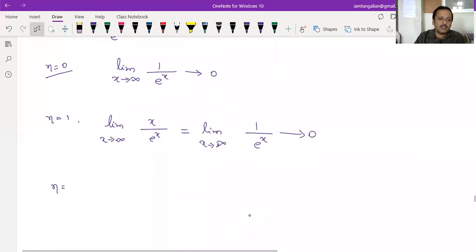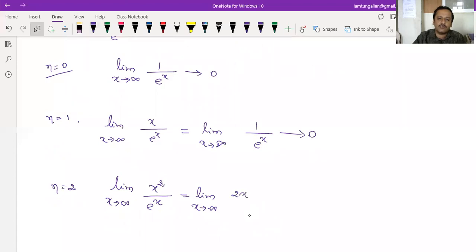Then if I take n is equal to 2, then what happens? Limit x tends to infinity, x square by e power x. If we directly apply the limit, we are talking about infinity by infinity. So I prefer L'Hospital's rule, which will give you 2x divided by e power x. Okay, still it is infinity by infinity. Use L'Hospital's rule again. That will give you 2 divided by e power x. Now if I apply the limit as x tends to infinity, we get 2 by infinity, which tends to 0. That means for n is equal to 2 also it is true. For n equal to 3 also. In the same way, you can prove that it is true for any whole value of n.